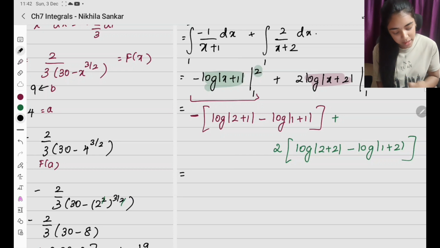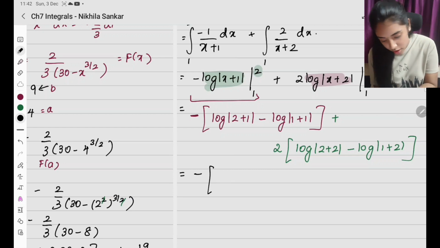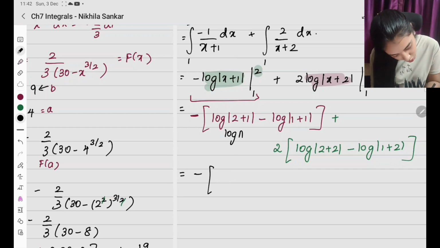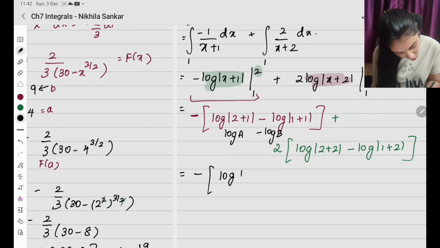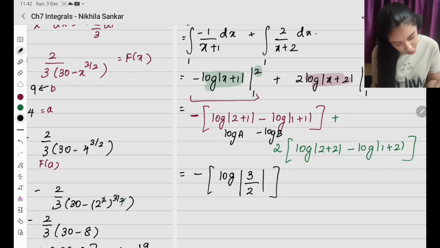Minus multiply பண்ணா, I basically have log of a minus log of b இருக்கா? So, I have minus of log of a by b. So, this is going to be log a minus log b, which is going to be log of a by b. So, log of a is going to be 2 plus 1, 3 divided by 1 plus 1, 2. So, this is going to be my first term.